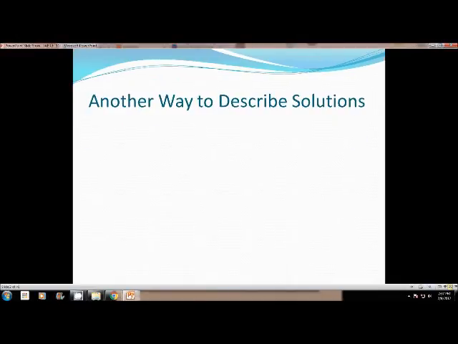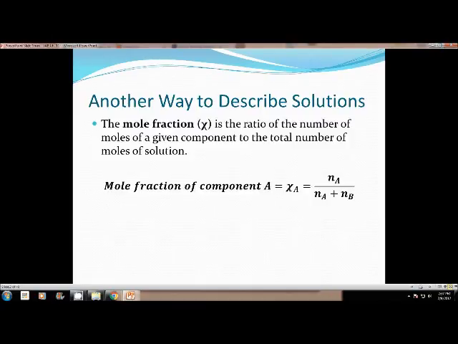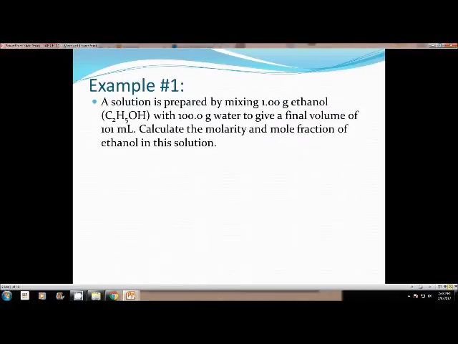Another way to describe solutions is using what's called a mole fraction. They use a cursive X, or the Greek letter chi, to symbolize that, where it's the ratio of the number of moles of a given component to the total number of moles of solution. This equation is given to you in your equation sheet. If you wanted to find the mole fraction of component A in a solution, you would take the moles of A, n stands for moles, over the total moles of everything in the solution. It might be 2 parts, it might be 3 parts, but you add up the total on the bottom.